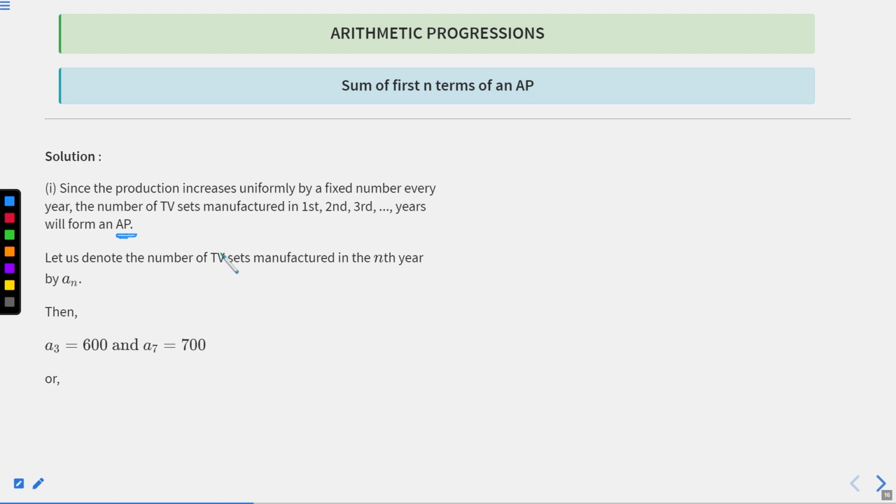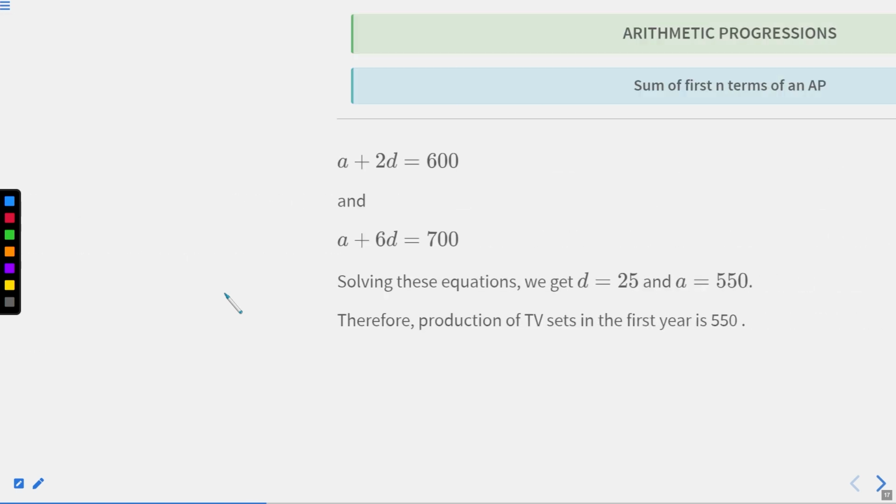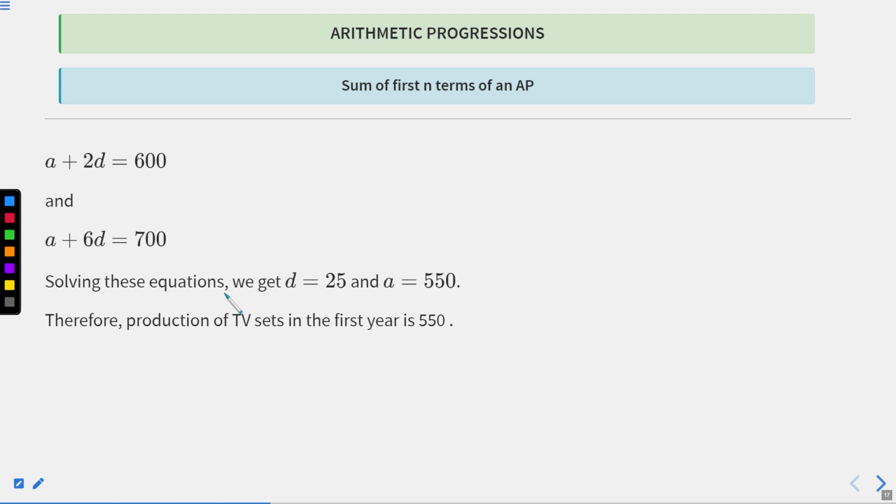Okay, so now let us denote the number of TV sets manufactured in the nth year by An. A3 is given to us: A3 is equal to 600, and the seventh term A7 is equal to 700. We know the third term is A plus 2D, so A plus 2D is equal to 600. And the seventh term A7 is equal to A plus 6D, so A plus 6D is equal to 700.